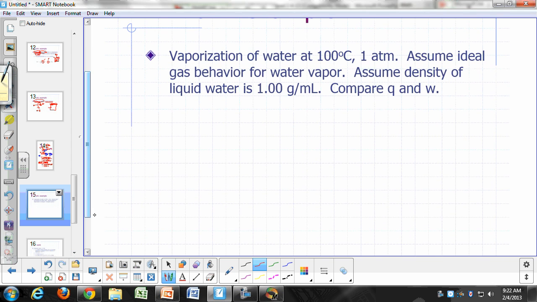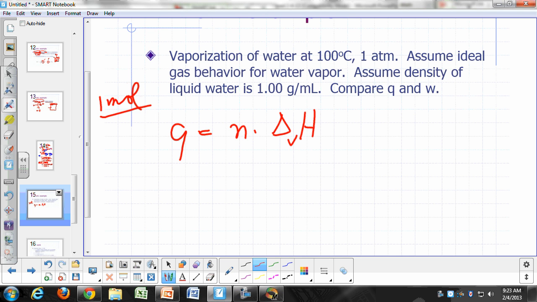Vaporization of water at 1 atmosphere. Assume you have an ideal gas for your water vapor. Assume the density of water is 1 gram per mL. Compare Q and W. Can you remember your Q? Let's just do 1 mole this time, makes it easier because I remember the value for delta H vaporization. So it's just the number of moles times delta H of vaporization per mole, right? So I'm just going to put a bar over that.